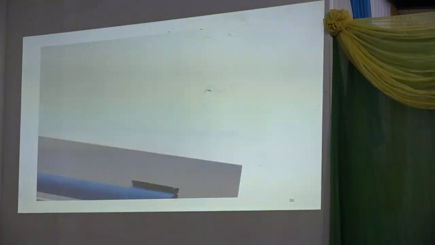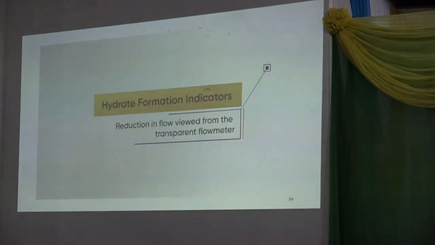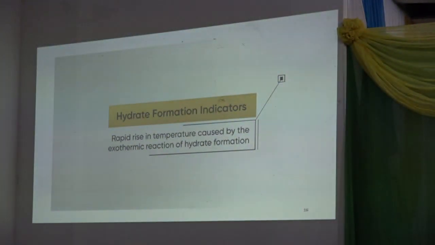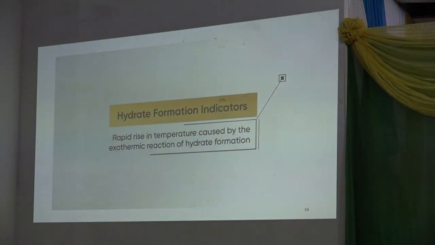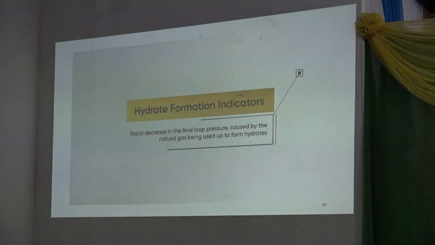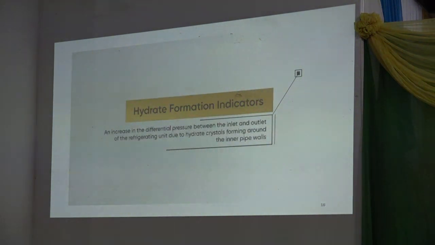Hydrate formation is indicated by 1. Reduction in flow viewed from the transparent flow meter. 2. Rapid rise in temperature caused by the exothermic reaction of hydrate formation. 3. Rapid decrease in the final loop pressure caused by the natural gas being used up to form hydrates. 4. An increase in the differential pressure between the inlet and outlet of the refrigerating unit due to hydrate crystals forming around the inner pipe walls.